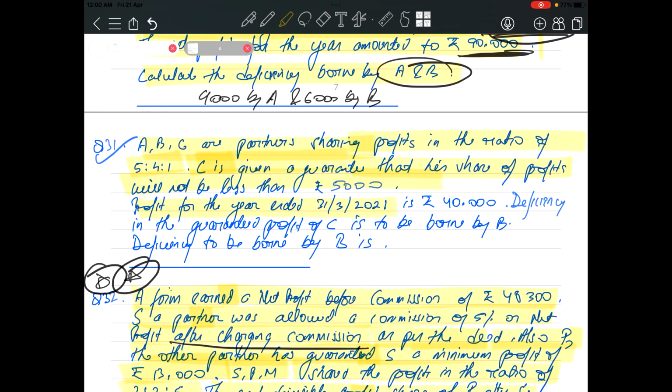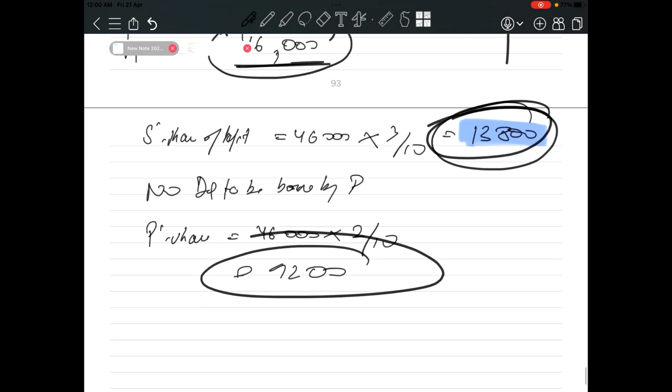Now, profit for the year ended 31st March 2021 is rupees 40,000. The deficiency in the guaranteed profit of C is to be borne by B. So, let's solve this question.